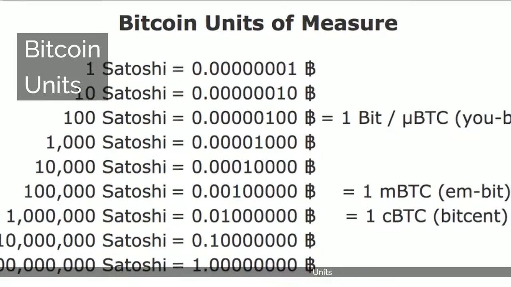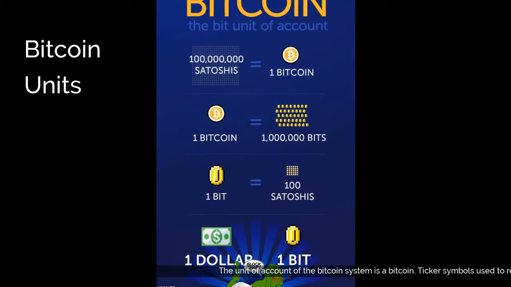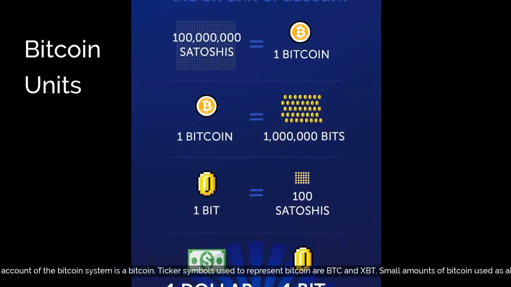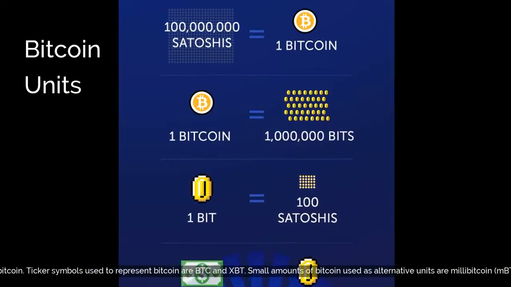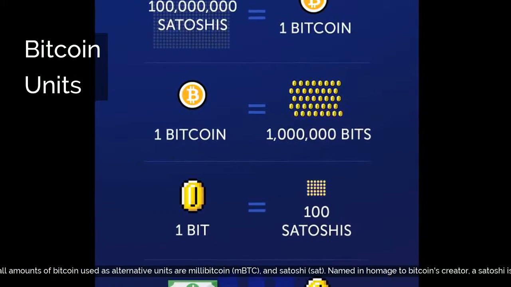Units. The unit of account of the Bitcoin system is a Bitcoin. Ticker symbols used to represent Bitcoin are BTC and XBT. Small amounts of Bitcoin used as alternative units are millibitcoin, mBTC, and satoshi, sat.